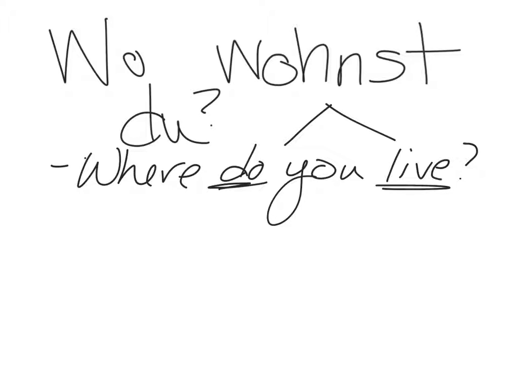How would you say I live in? I live. Ich? Ich wohnst. Ich. Conjugate your verb for ich. Wohne. Everybody, wohne. Okay, so ich wohne.